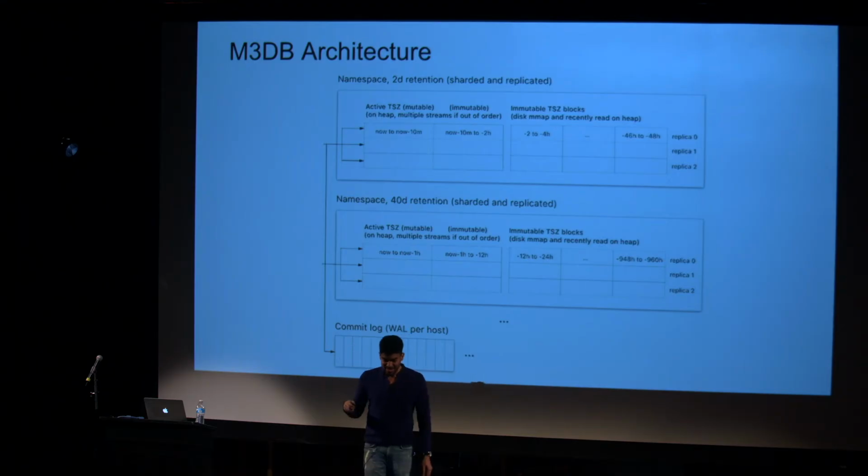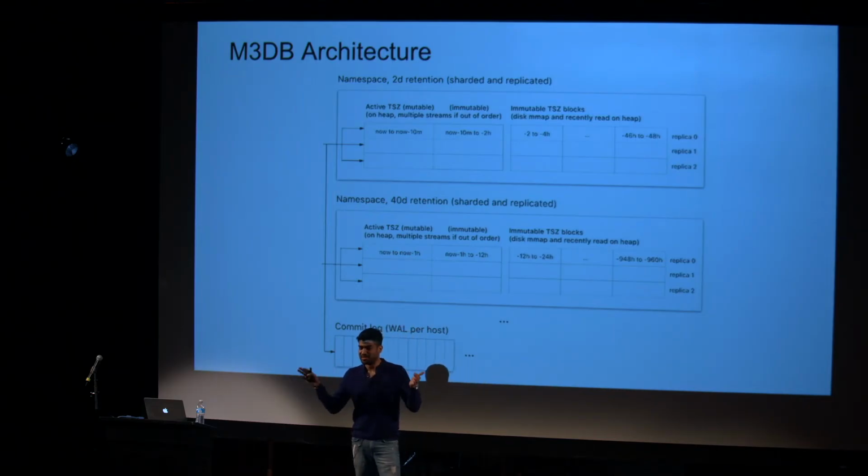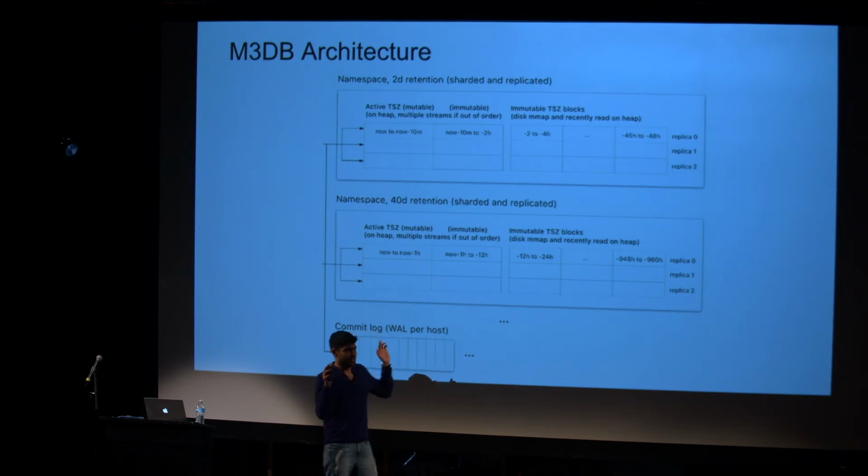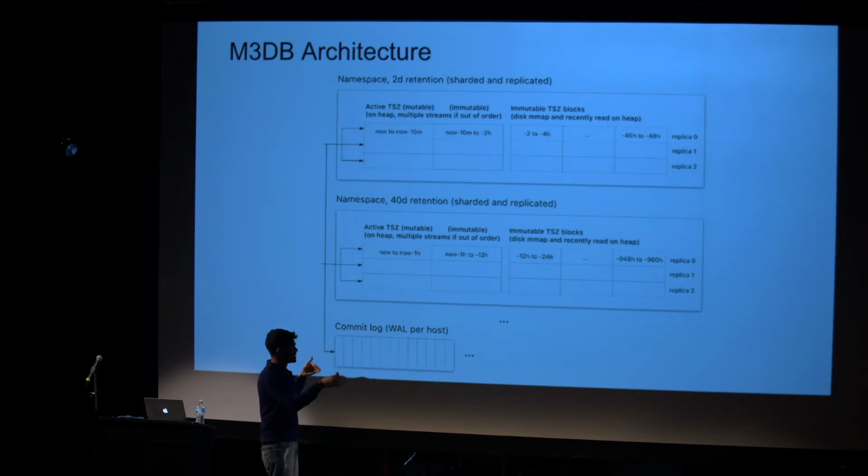Imagine a write comes in, and you have multiple namespaces in your database. We typically chunk up our namespaces. A namespace is basically a table in Cassandra. It's a table for us in M3DB. It has retention, resolution, and so on. So we have multiple namespaces in a single cluster in some cases. The 2-day indicates 2 days of retention, and 40 days is 40 days of retention.